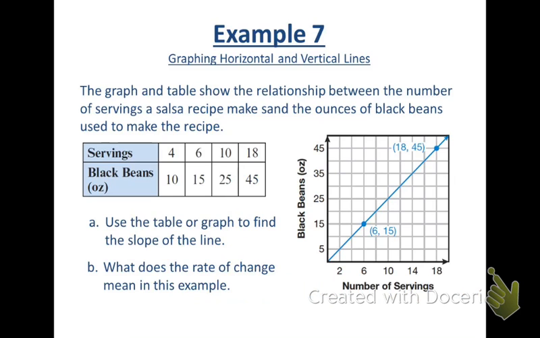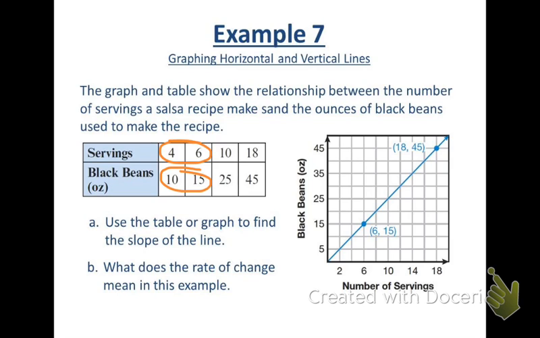All right? The graph shows a table of the relationship between the number of servings the salsa recipe makes and the ounces of black beans used to make the recipe. Use the table or graph to find the slope of the line. What does the rate of change mean in this example? Okay, what would the slope of the line be? Let's just use this table. Let's use these 2 points.